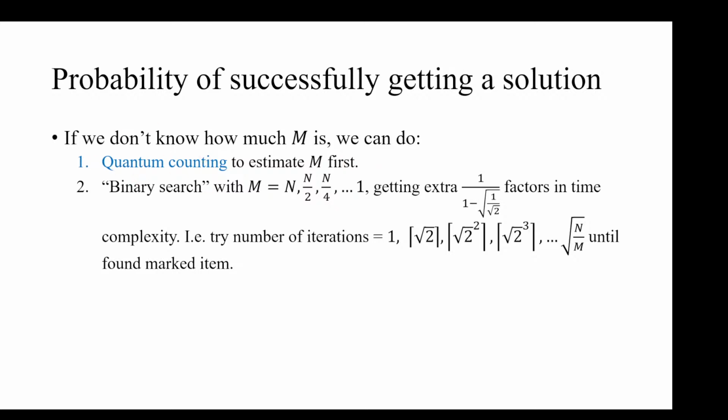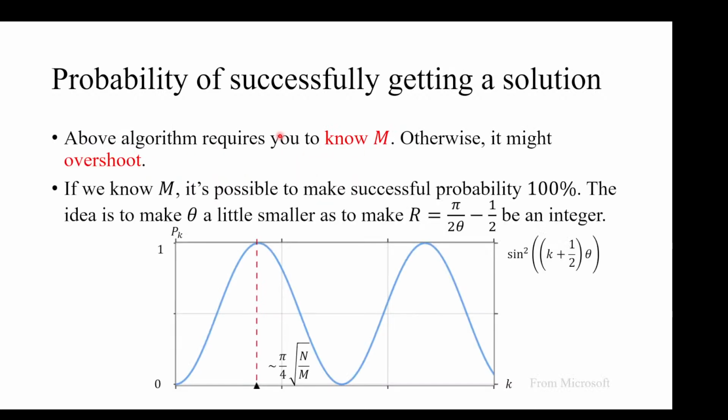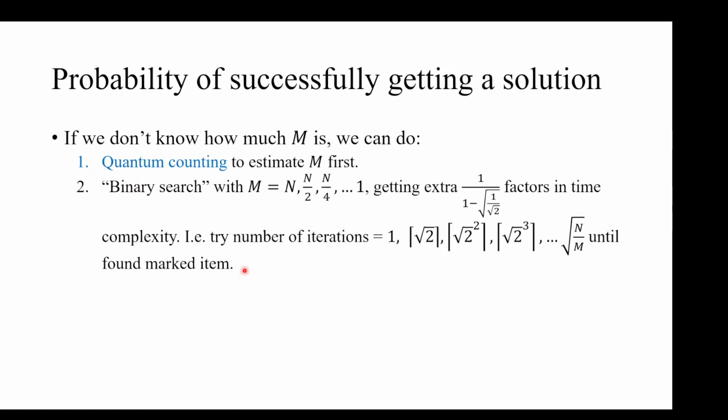And so this is the thing we're going to do. Basically we estimate m first, and then use the estimated m to do this Grover search, to rotate to some place that you think is about correct, and just measure it. Okay, so quantum counting to estimate m first.